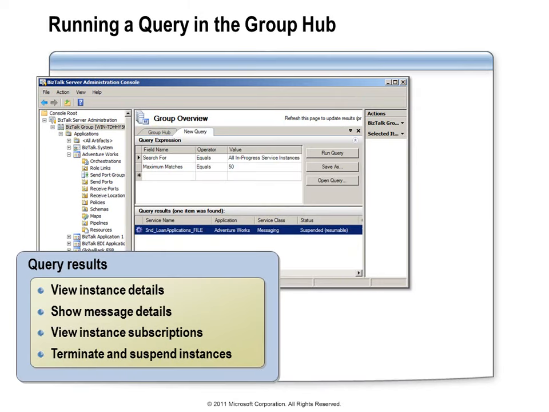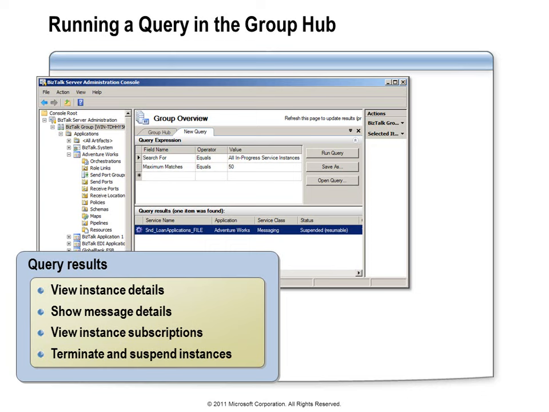If you look at the top of the Group Hub page, you'll notice that there is a New Query tab. If you click on that, you can enter your own query criteria. So then you can go ahead and create a query that should return what you're looking for and run it. And hopefully you find what you need.